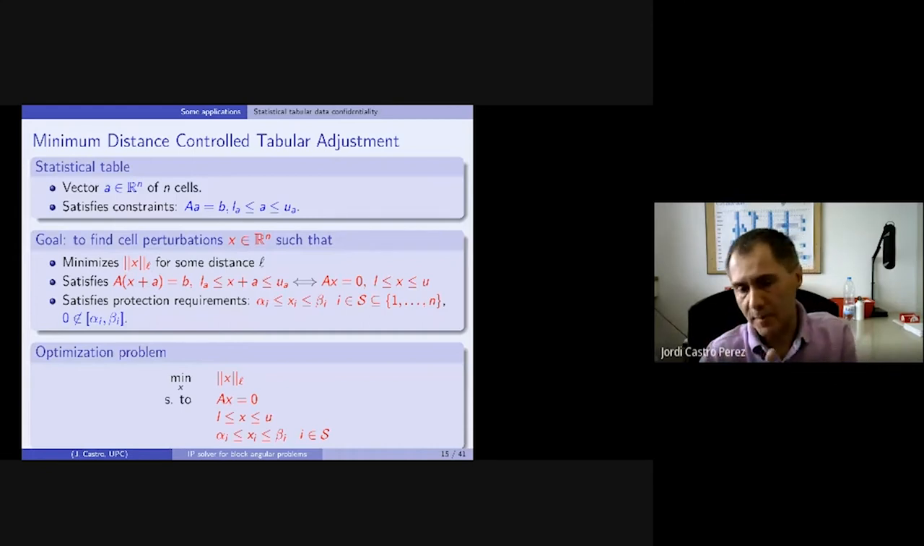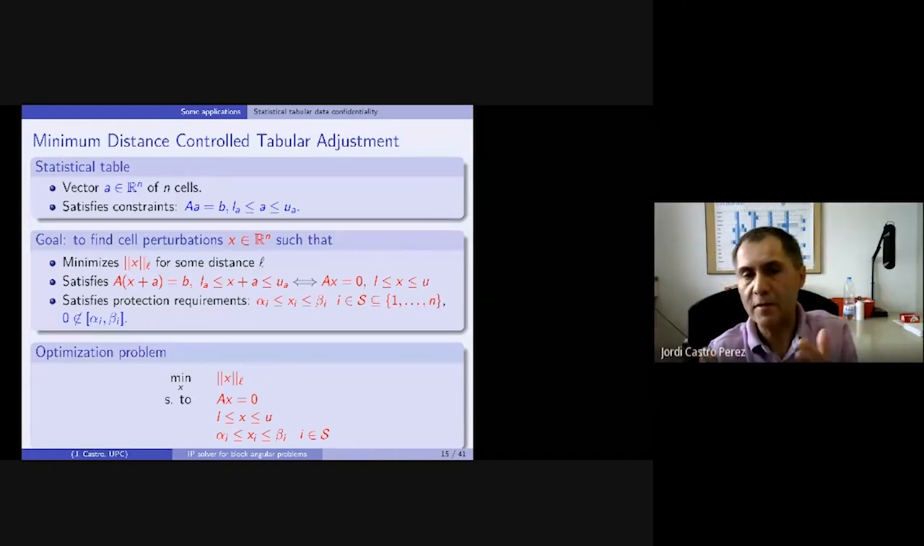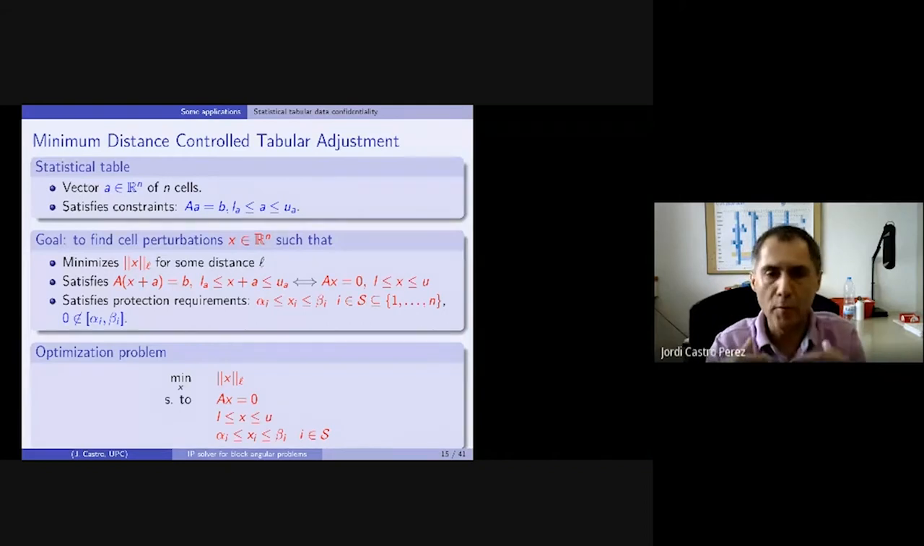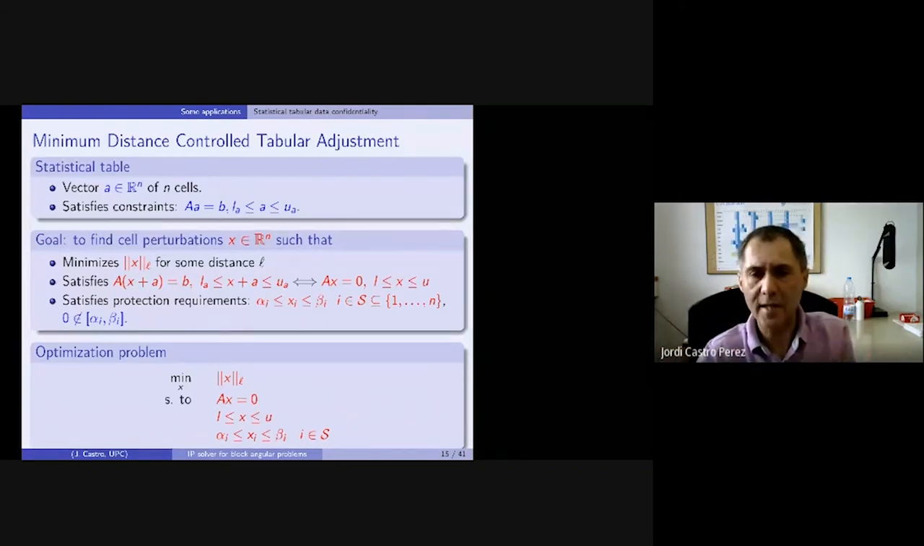This particular data confidentiality method is named minimum distance controlled tabular adjustment. And the idea is the following. Let's suppose that some of these cells are confidential. So the statistical institute cannot publish the value of some cell because they could be releasing private information of me, of another person, or some individual, okay? So the idea is that we are going to perturb, to change, the value of some cells. x will be the vector of perturbations added to these cells, to the current values, to the true values, okay?